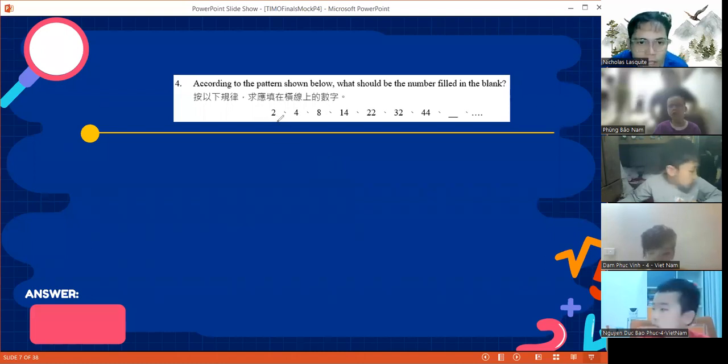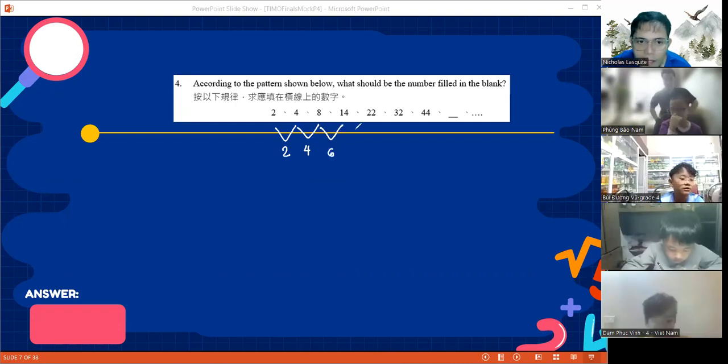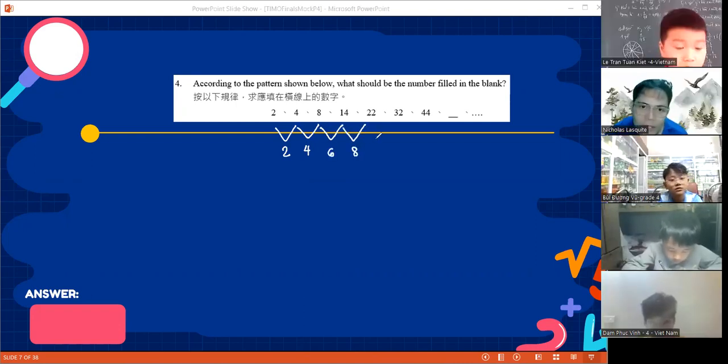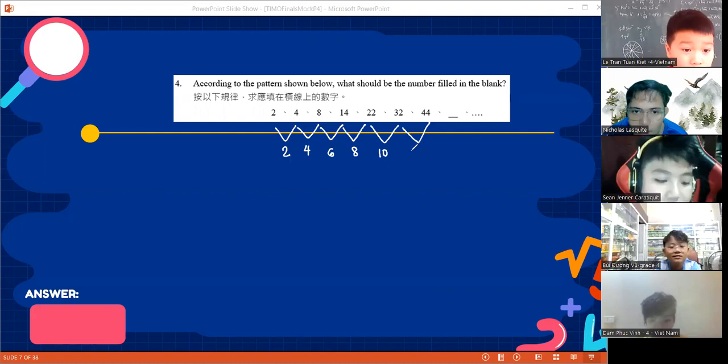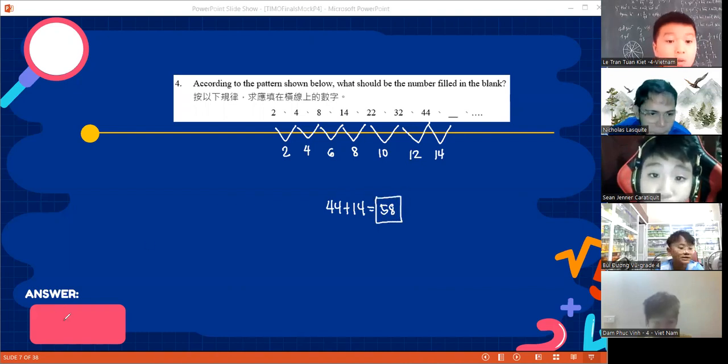Okay, let's start. So this is 2 and 4 here. When you get the difference between the two numbers, 4 and 2, that would be 2, right? And now here it would be 8 minus 4, which is 4. This one is 6, and then this one is 8. So what do we notice? It's an even number, right? So this one would be 10. So of course, this one would be 12. So this one would be 14, right? So you get 44 plus 14, you get 58. So 58 should be the answer.